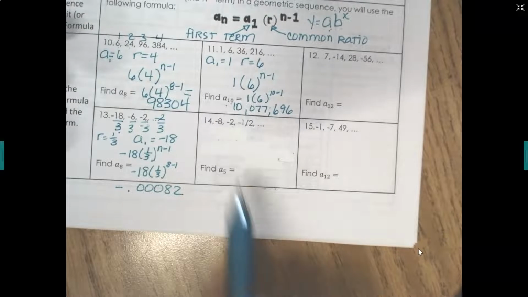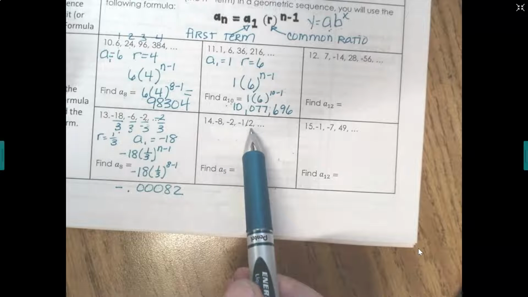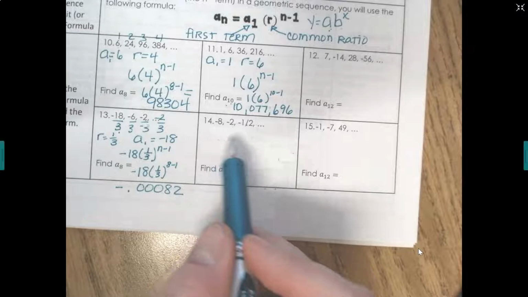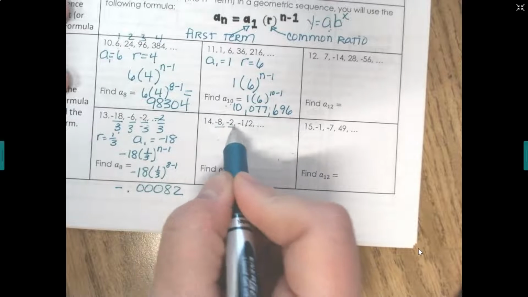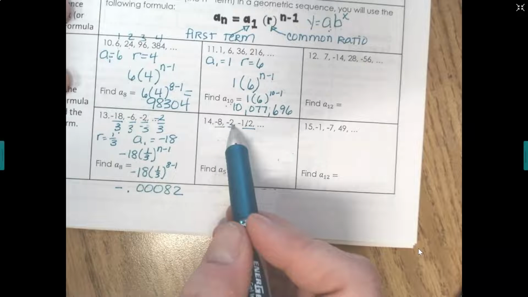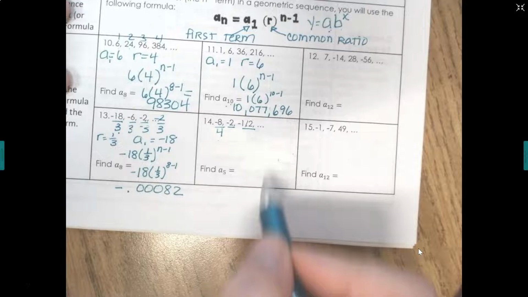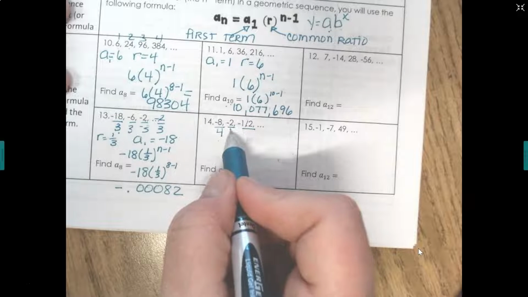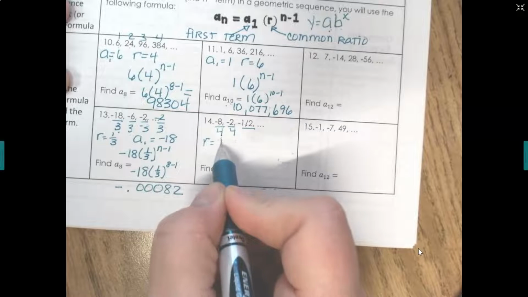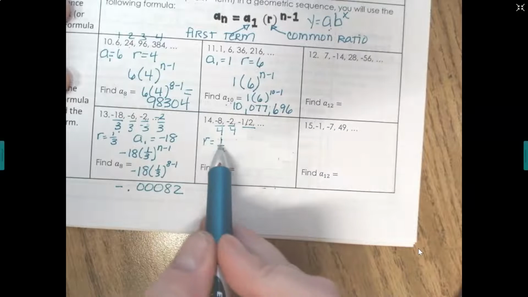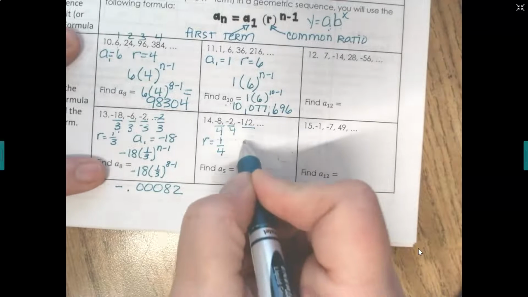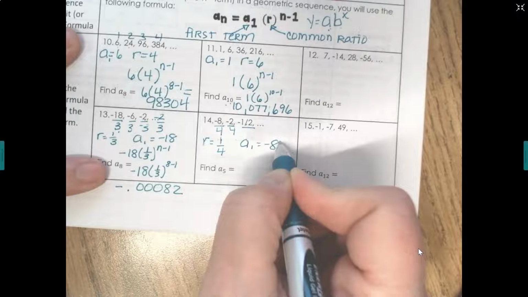All right, for our next one, I'm noticing that our numbers are getting smaller, which means we're multiplying by a fraction. And to figure out what that fraction is, we've got to see what number is dividing each of these. So I do know that negative 8, to get to negative 2, I divide by 4, and I'm just going to double check, negative 2 divided by 4 is negative 1/2. So that means our common ratio is 1/4. Because we're dividing by 4, that's what the 4 underneath is, and we're putting the 1 on top as a placeholder. And then our first term is negative 8.